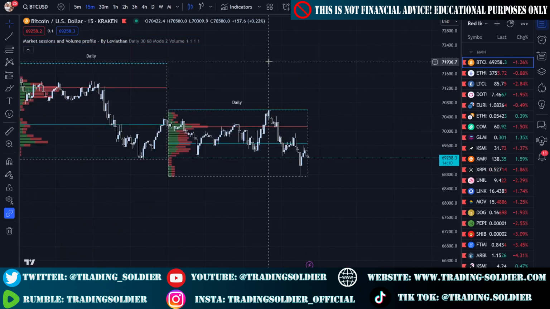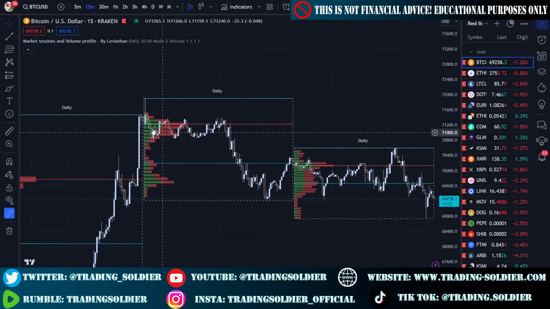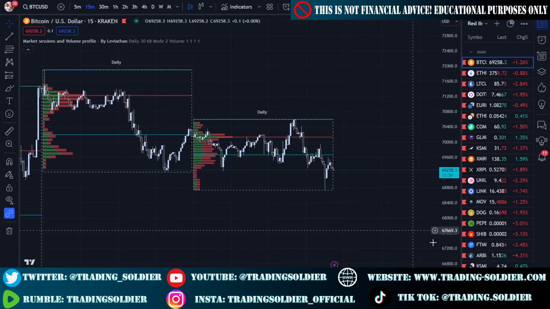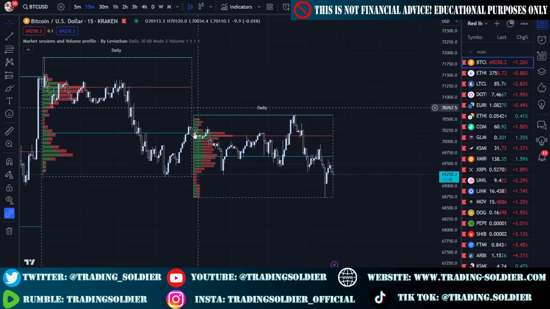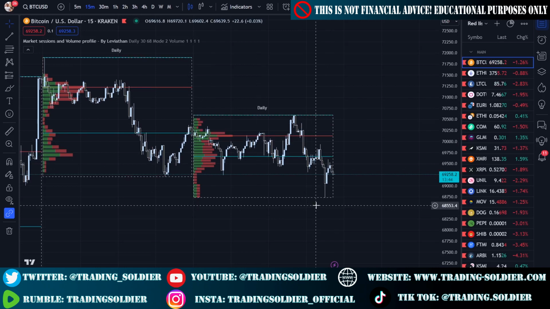The first thing that you need to know is that this red line here is the POC, the point of control of the daily volume profile. Here you see this box that is embracing the daily session that Bitcoin has traded. For example, today we are near the close, so we see that the Bitcoin price has traded inside of this box.